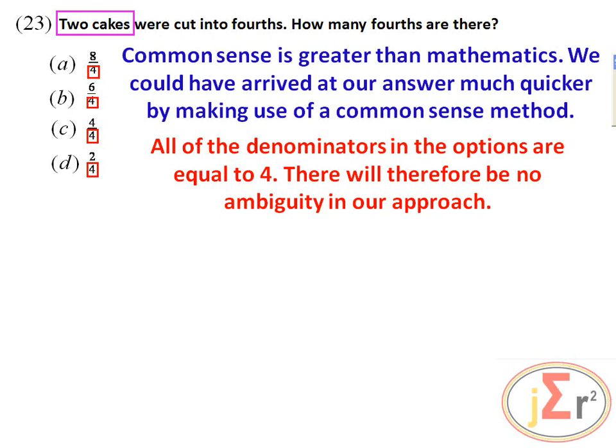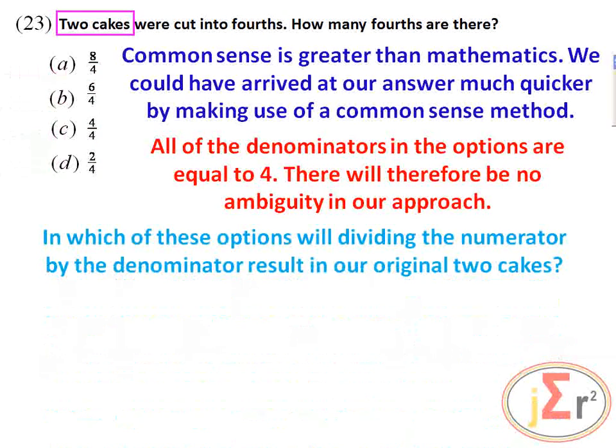That means our approach will not give us a variety of possible correct answers, as we would have had if the denominators were different. They are all the same. Therefore, when we use this particular approach, there is only one possible correct answer that we can get. Because all of the denominators are equal to 4, in which of these options will dividing the numerator by the denominator result in our original 2 cakes? Which one will give our original 2 cakes?